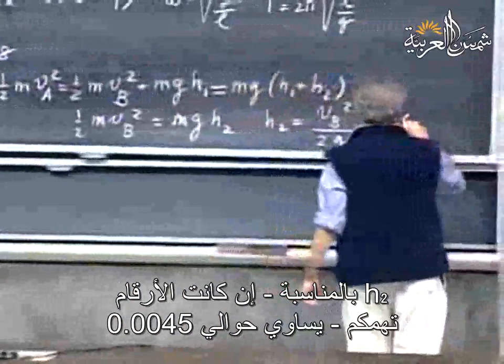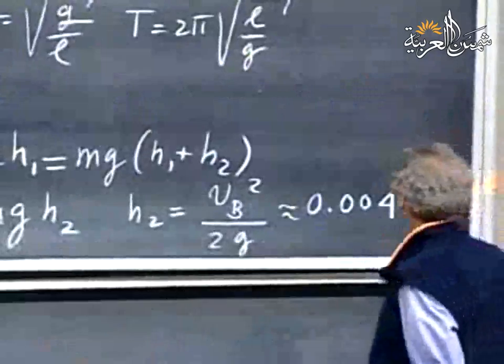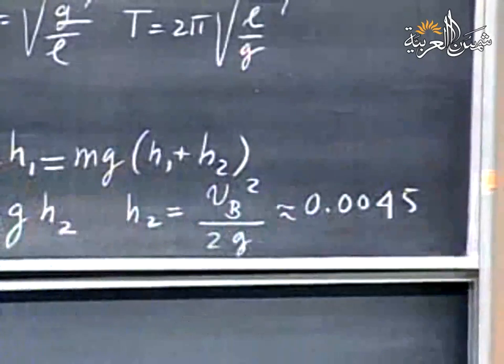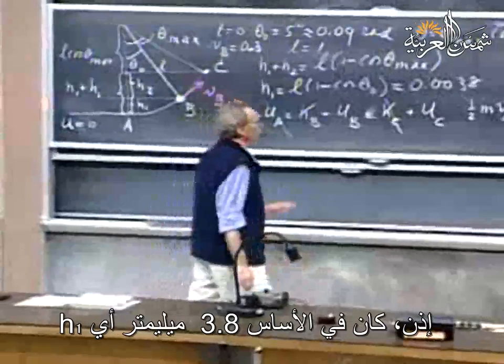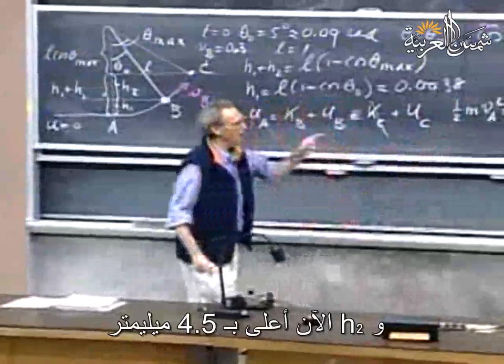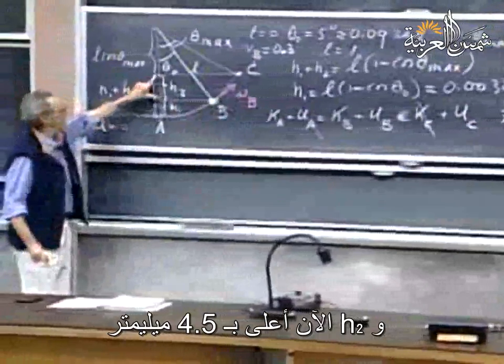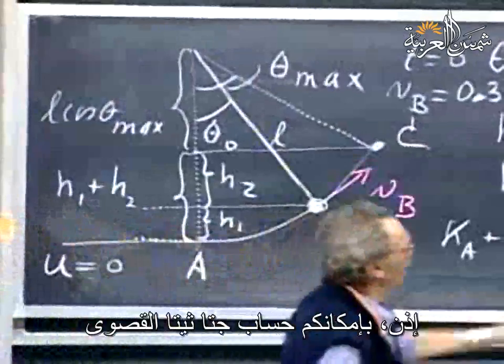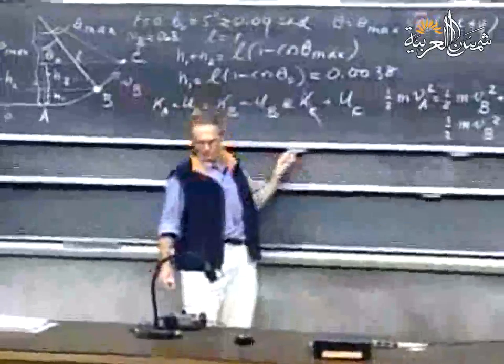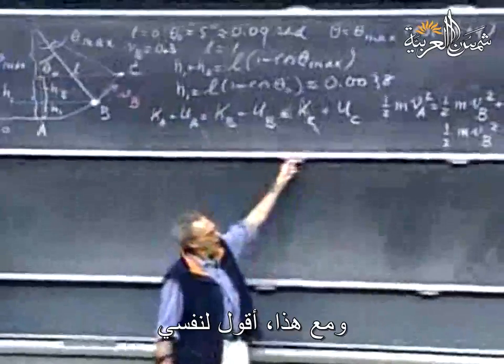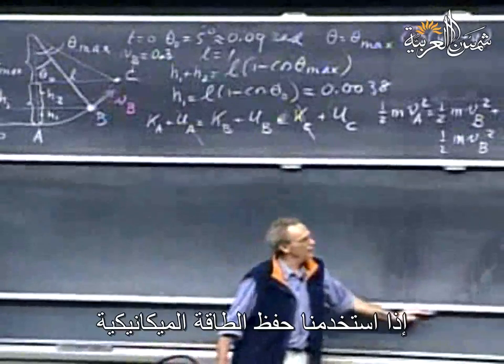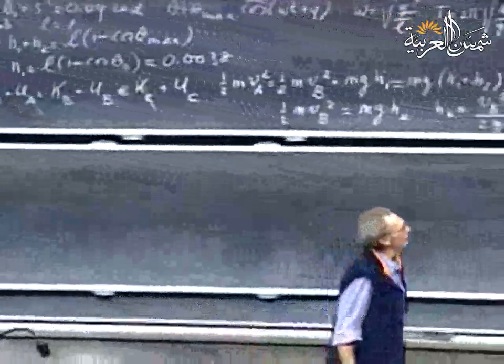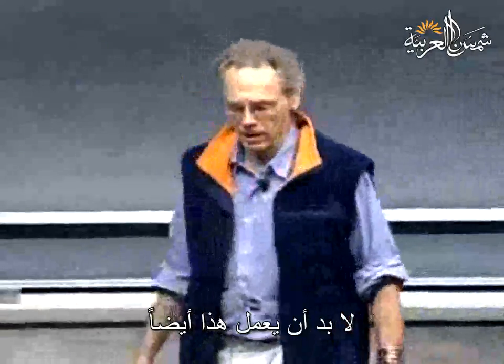h2, by the way, in case you're interested in numbers, is about 0.0045. So it is 4.5 millimeters. So it was originally 3.8 millimeters h1, and now h2 is 4.5 millimeters higher. So you can calculate the cosine of theta max. However, I said to myself, if we use the conservation of mechanical energy, can we not also use the work energy theorem? Why not? That should work as well.